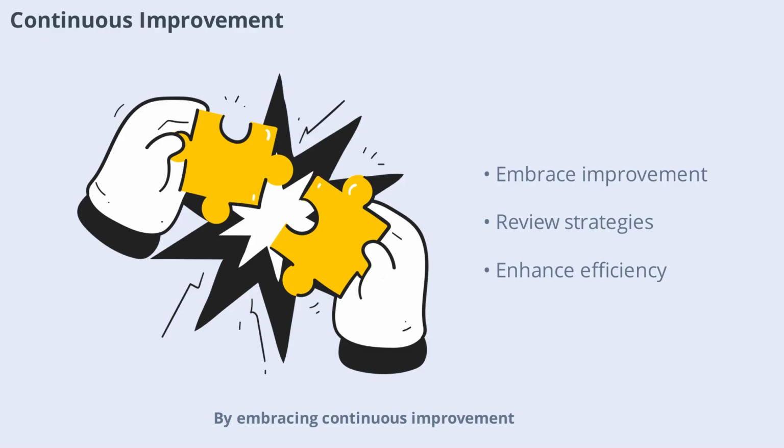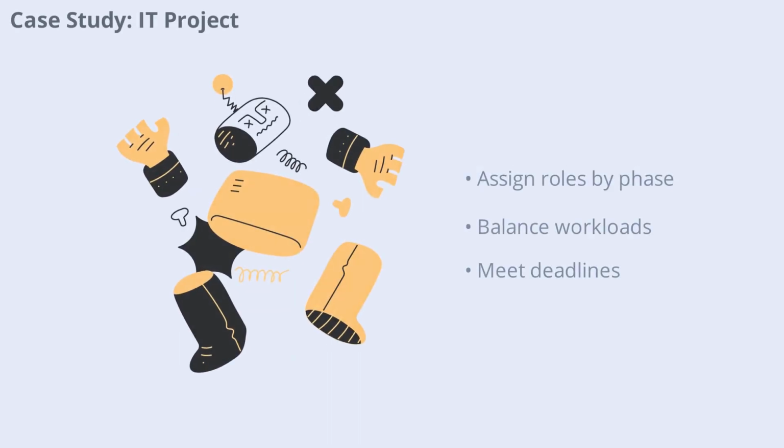By embracing continuous improvement, you can adapt to changing circumstances and keep your projects running smoothly. Regularly review your allocation strategies, seek feedback, and be open to new ideas that can enhance efficiency and effectiveness. Let's look at a real-world example.